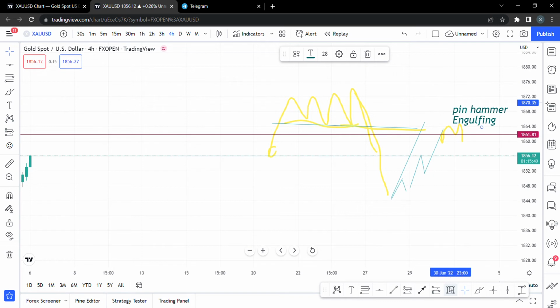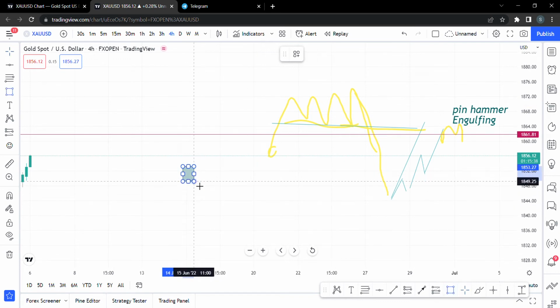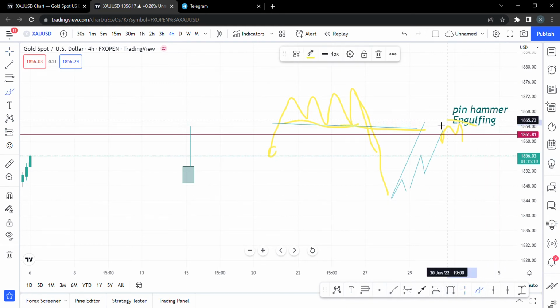Now, this is a bearish pin hammer, right? You have your wick on top. The wick is almost 3 times the whole body. So you need to see this kind of formation at this area, right? So this is the area we're looking at.